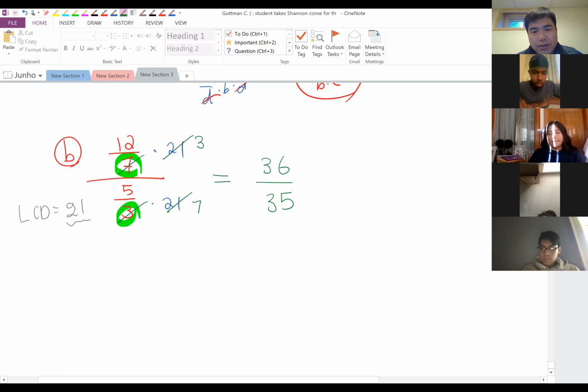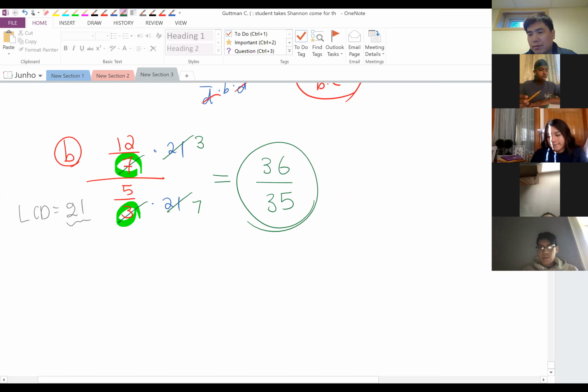So do 36 and 35 share any common factor? 5? I don't see 5 times something become 36 though. Heidi, do you see any common factor between 36 and 35? No. So that is the answer for this problem. Okay, then what about these questions?